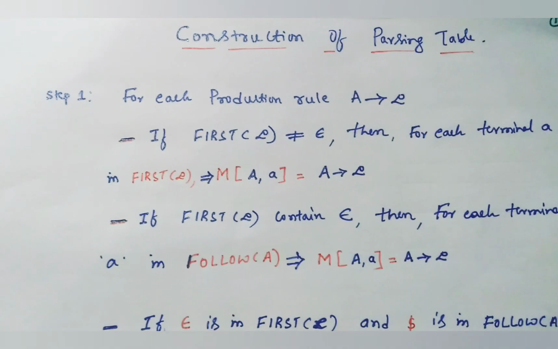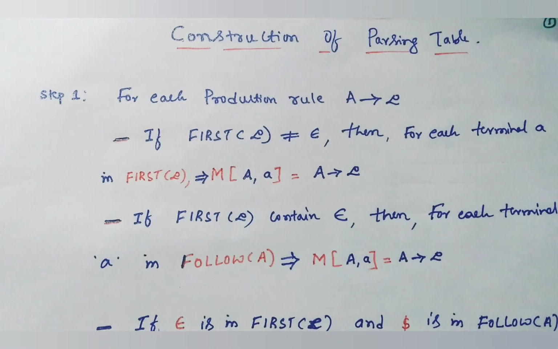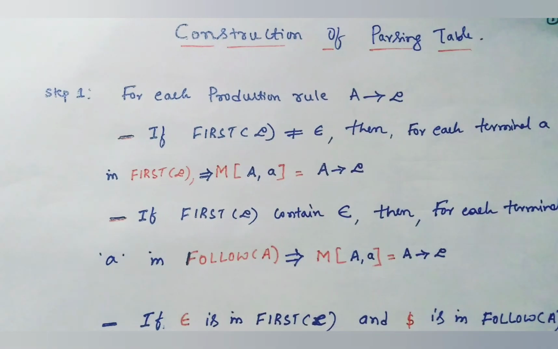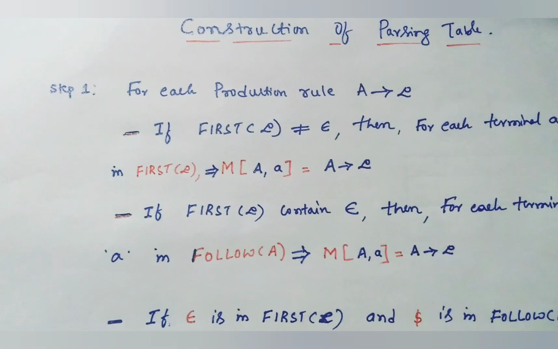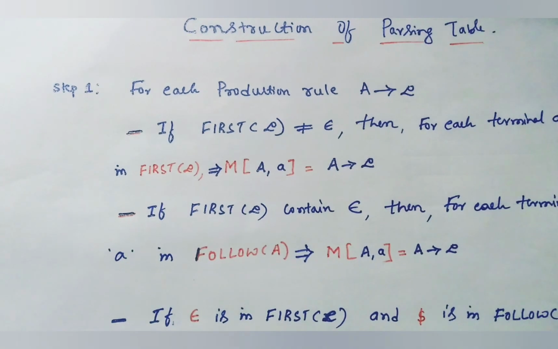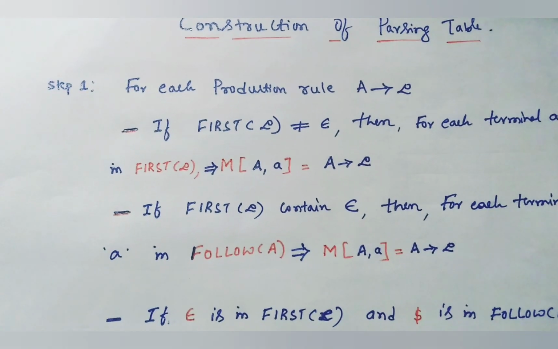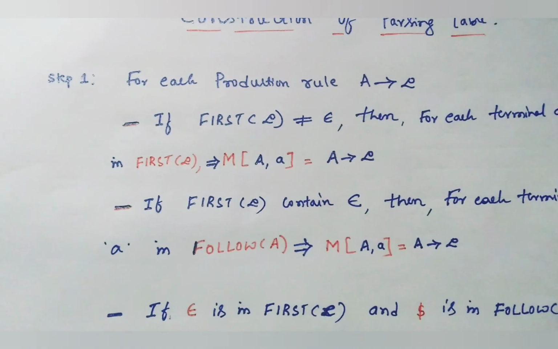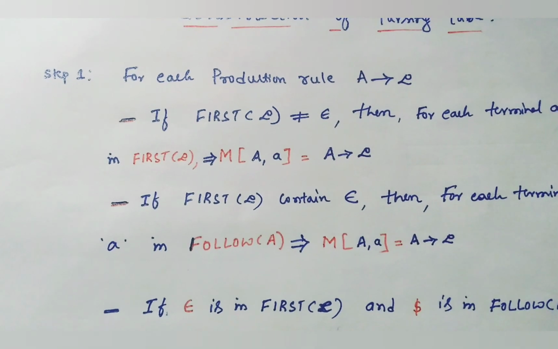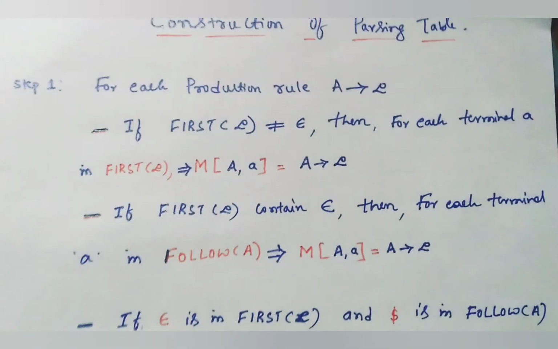Dear student, today in this video I am going to explain how to construct a parsing table. Before that, let me explain each step of how we are going to construct a parsing table. Step 1. For each production rule of the form A tends to alpha.